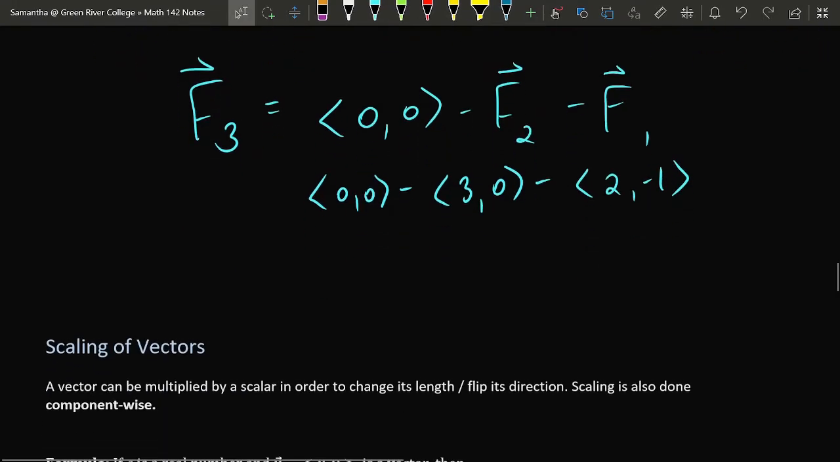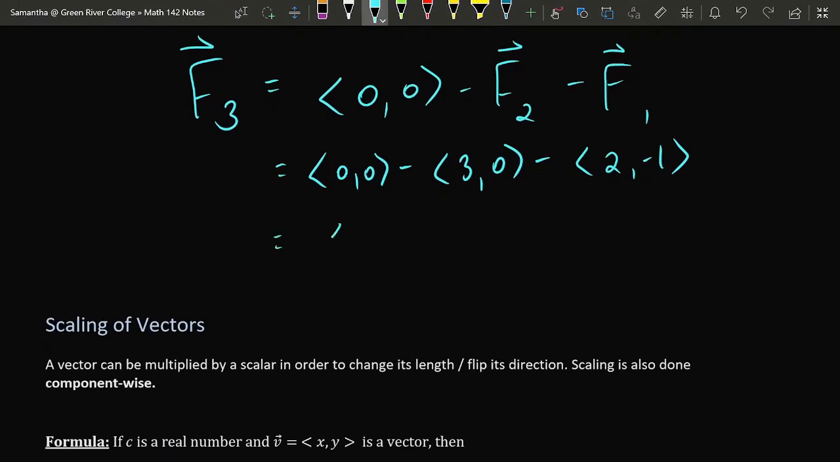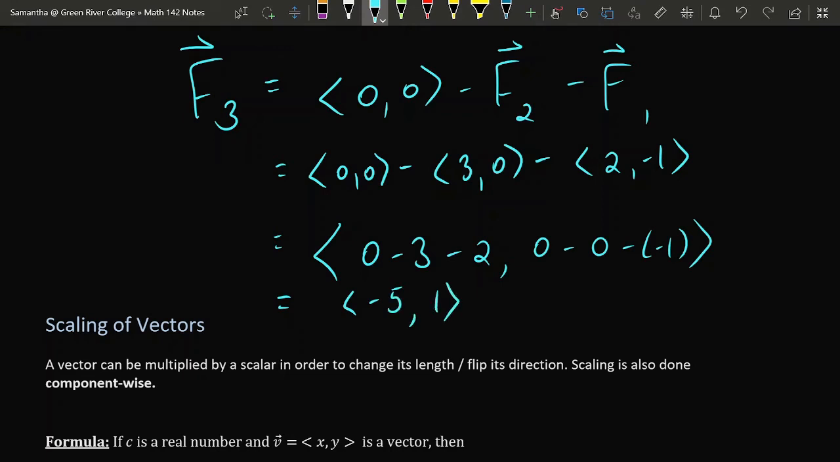This is something that we can do component-wise. So I can take the x's and subtract those, 0 minus 3 minus 2. And I can take the y's and subtract those, 0 minus negative 1. So as a result, I can find the force exerted by the third person is represented by the vector negative 5, positive 1. Subtraction. Just like addition, it can be done component-wise.